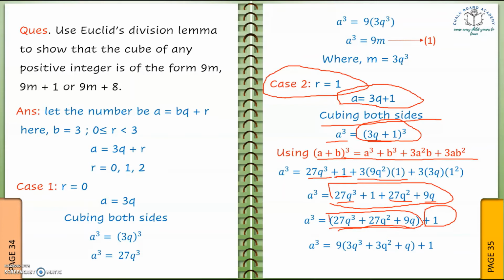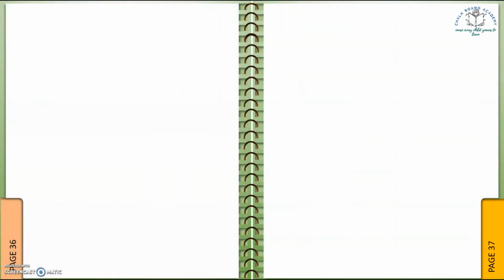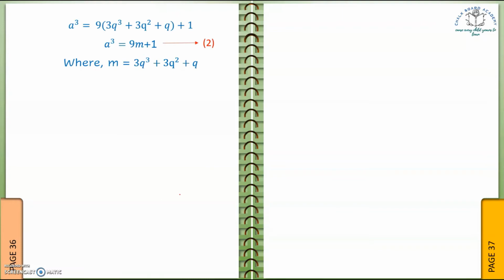Now from this part we are taking common 9, and then we are left with 3q square (q plus 3q square plus q) plus 1. Now in this part we will consider this whole term, that is 3q cube plus 3q square plus q, as m. So we get the expression a cube is equal to 9m plus 1, where m is 3q cube plus 3q square plus q.